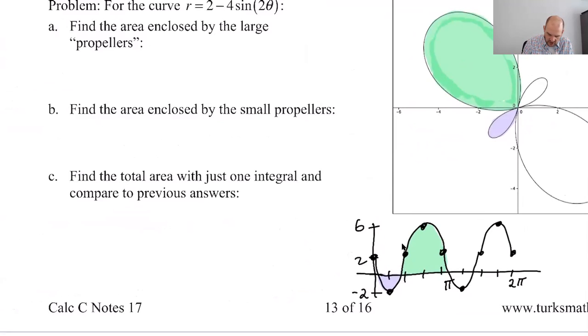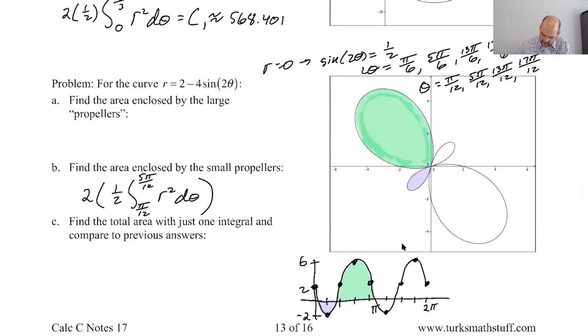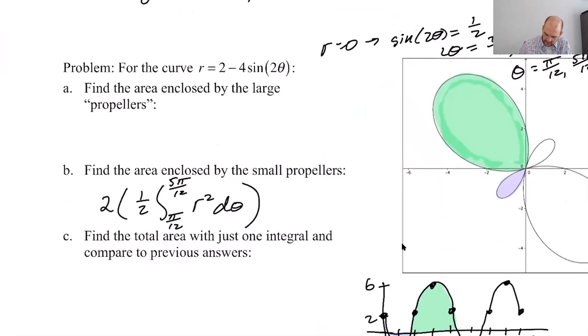There are 2 small propellers, each of which has area 1/2 the integral from pi over 12 to 5 pi over 12 of r squared d theta. That should do it. There are 2 propellers, but they don't both go from pi over 12 to 5 pi over 12. One starts at pi over 12 and goes to 5 pi over 12. Then nothing. The other starts at 13 pi over 12 and goes to 17 pi over 12. You're done. And then nothing, this is 17 pi over 12 to 2 pi. So, all right. Big propeller.